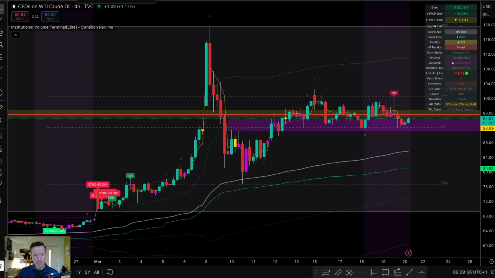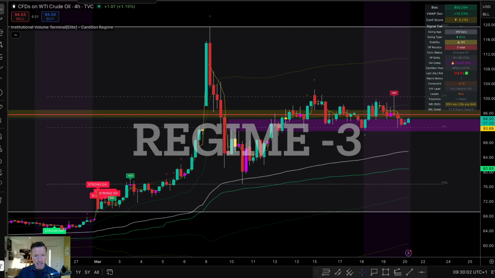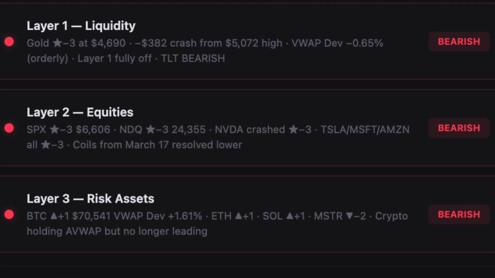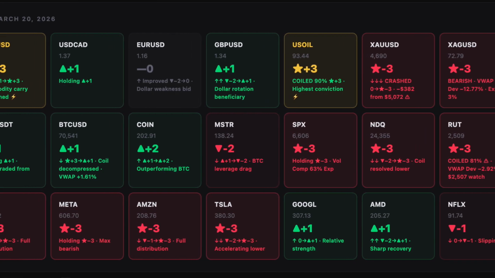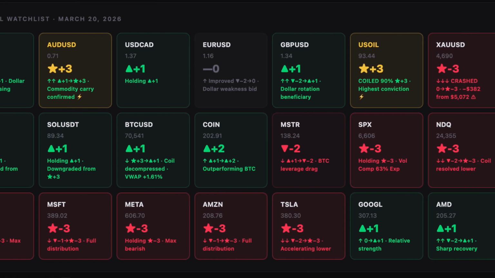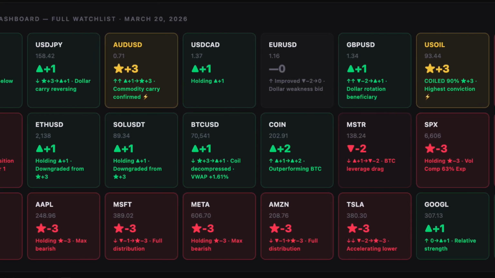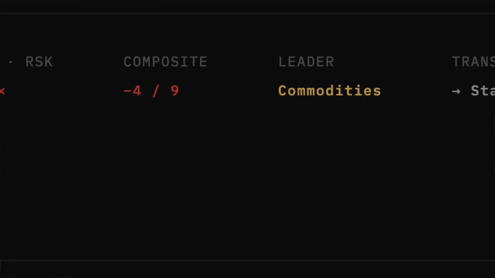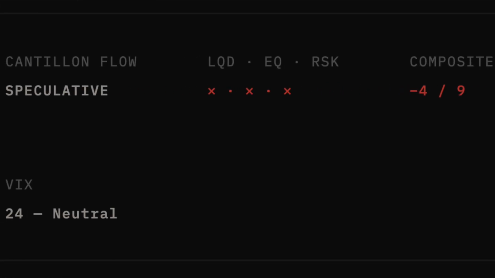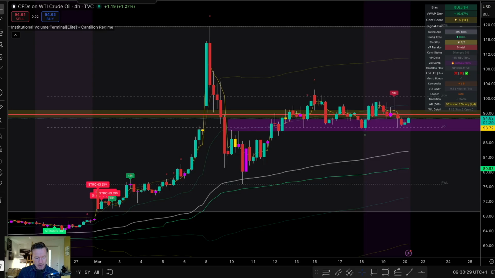And right now, March the 20th, all 3 layers are off. Gold is -3, TLT is bearish. The safe haven bid just distributed. The S&P 500 and Nasdaq are -3, every MAG 7 name at maximum bear score. In layer 3, BTC was downgraded to +1 after the coil decompressed. And the composite score is -4 out of 9 and the regime is speculative. That is the environment: 3 layers off, no clean sequence, capital in transition. This is the backdrop for everything else in this video.